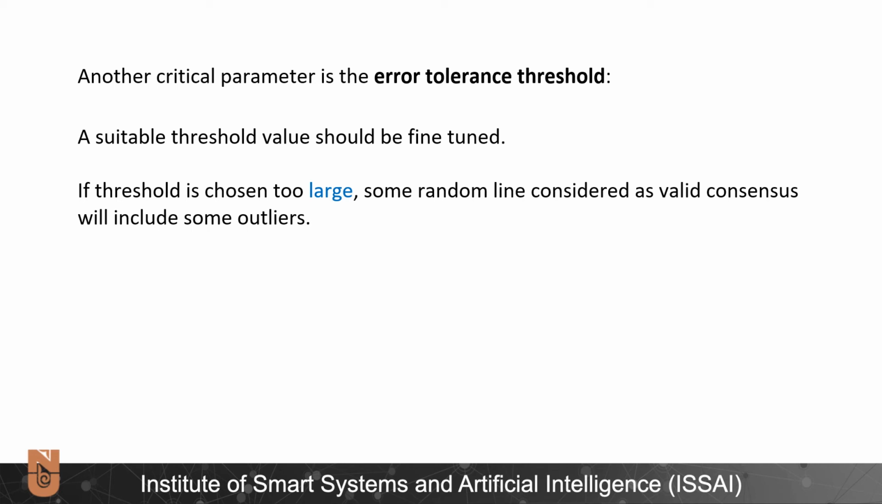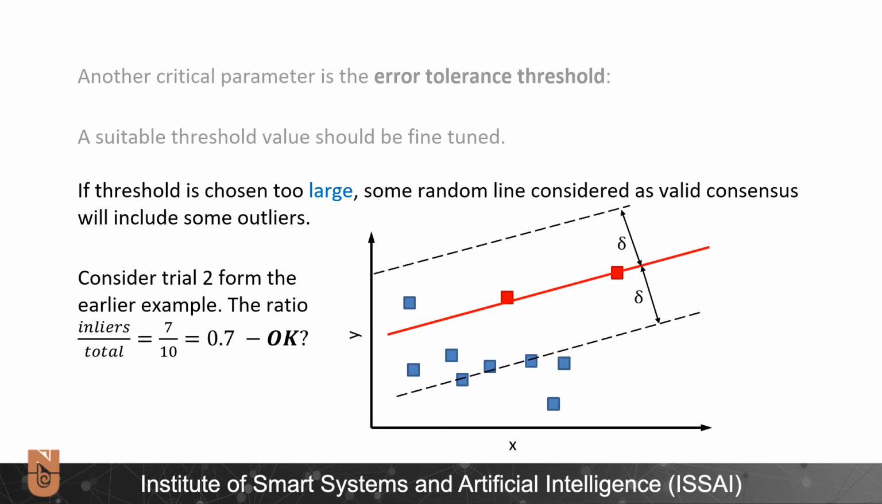One of them is the error tolerance threshold. A suitable threshold value should be fine-tuned. So if the threshold is chosen too large, some random sample line considered as a valid consensus will include some outliers. As an example, let's consider a dataset for identification of the ground line. If we set the error tolerance threshold for this problem too big, we may end up with a completely different pattern accepted as a valid consensus. So in this case, we have obtained an inliers to total data points ratio of 0.7.